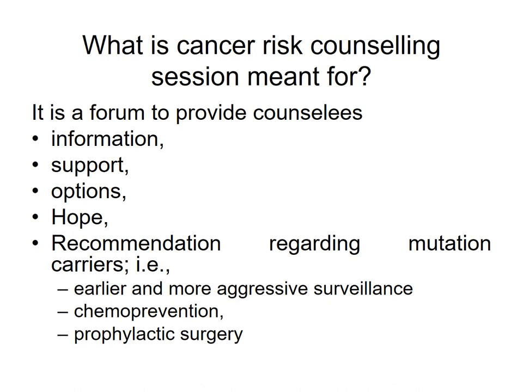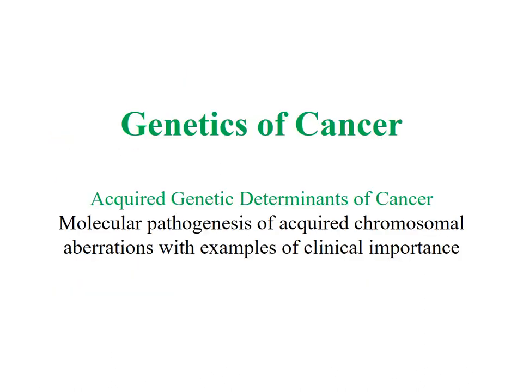So, cancer risk counseling session is important mainly when there is cancer running in the family. It gives them the information, support, options, hope, and some recommendation. So, one can take some educated and calculated risk and understanding. Angelina Jolie example is very famous. Everybody knows the prophylactic surgery she opted for. This kind of outcome comes when there is sufficient evidence available or recommendation on which the person can take the decision.